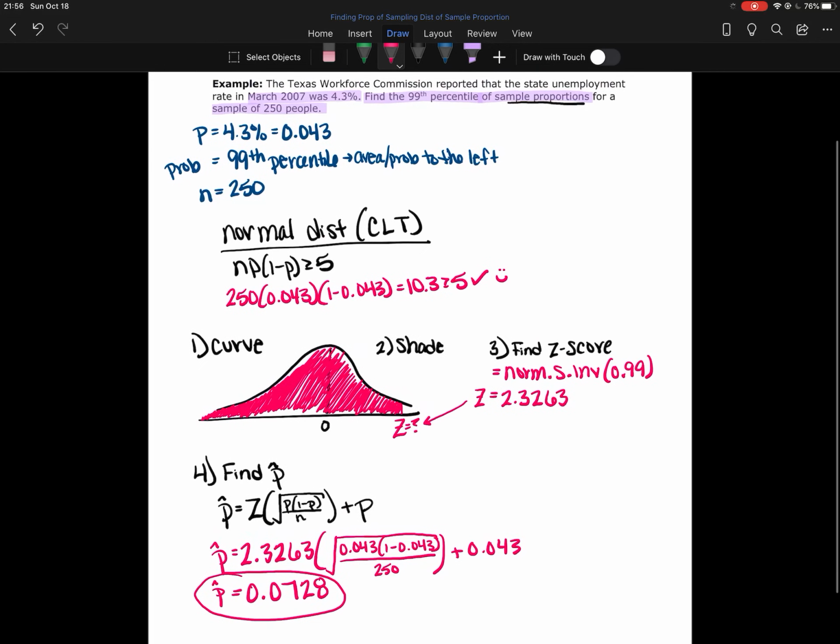So there you go. That's how you work backwards to find the sample proportion when you have been given a probability associated with the sampling distribution of the sample proportion.